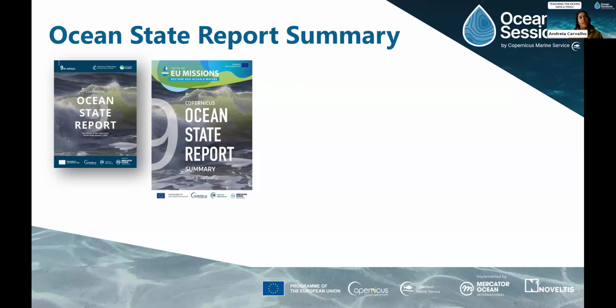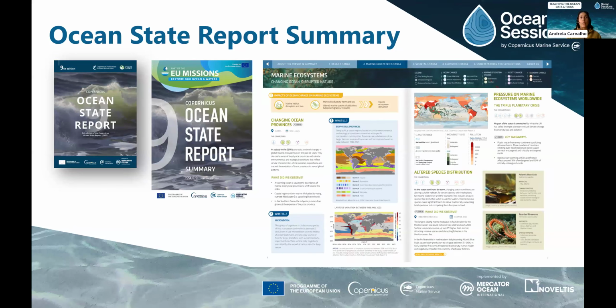So every year we also create a summary of this scientific publication, which is focusing on non-scientific audiences, so mainly policymakers and the general public, but the level is supposed to be adapted to anyone that doesn't have a scientific background and just wants to know about the state of the ocean. So we normally adapt the language, of course. It has key numbers, a lot of illustrations to be easy to read, easy to scan, and to be able to just learn more about the state of the ocean.